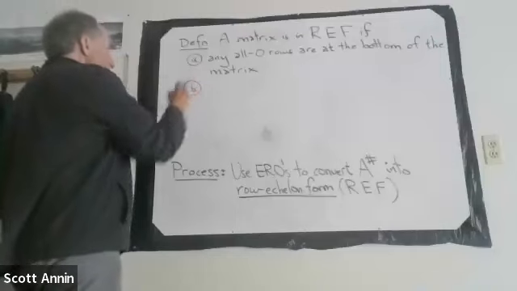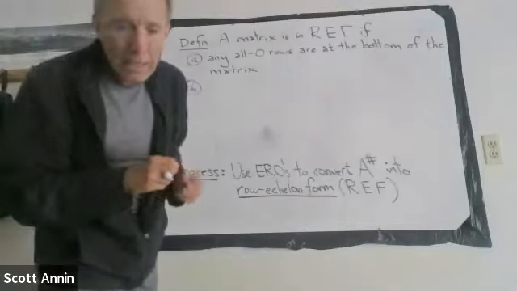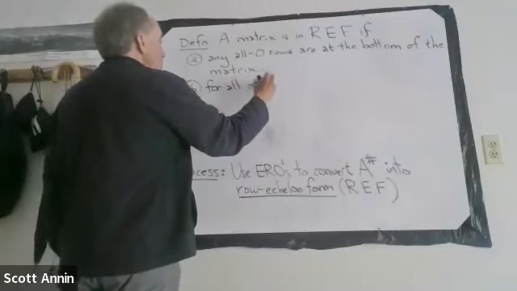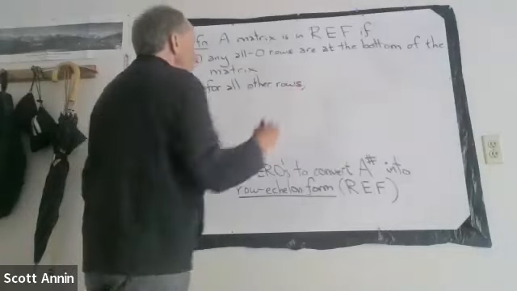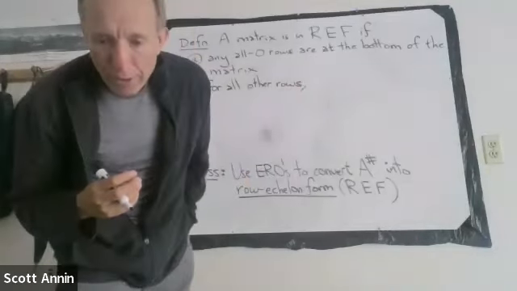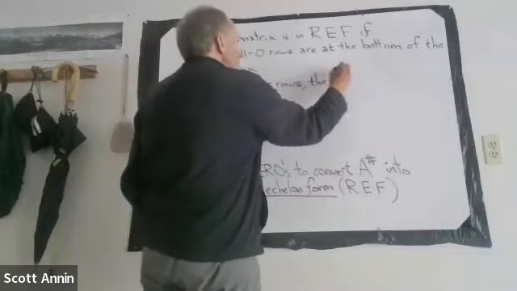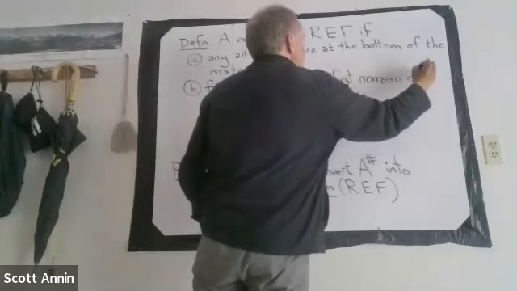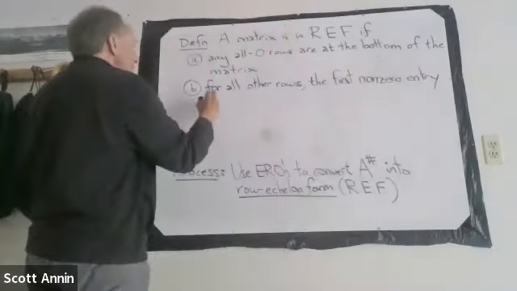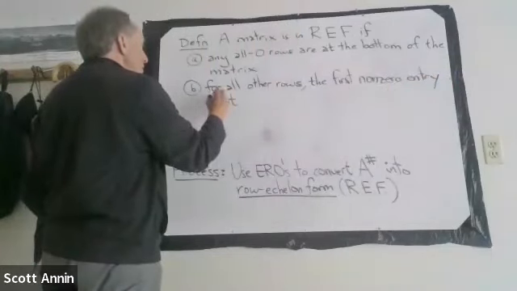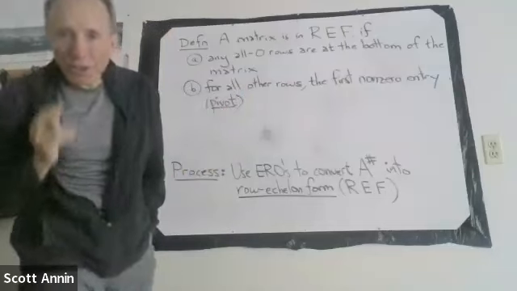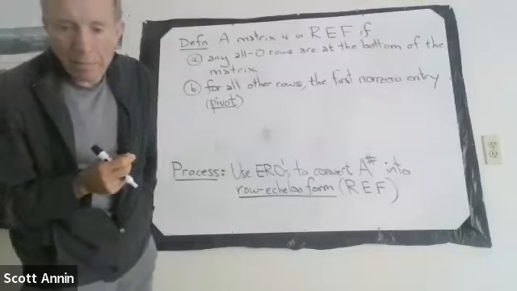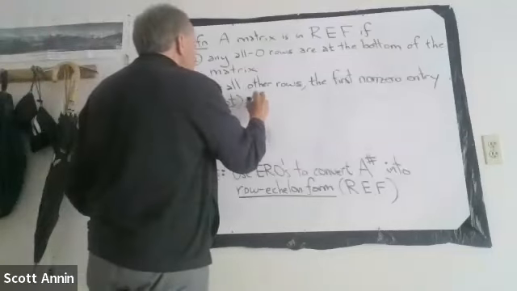Very easy to achieve. And then secondly, this is the only other thing we need to say: for all other rows, so any rows that are not all zeros, the first non-zero entry, and by the way, that has a name, it is called a pivot. The first non-zero entry in any other row, other than the all zero rows, is called a pivot. First of all, it must be a 1.